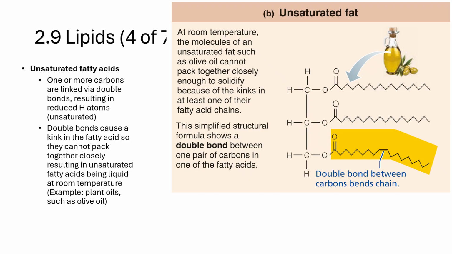Unsaturated fat. These have one or more carbons linked via a double bond. So that's why you see here the three straight fatty acids, and then you see this one here, instead of it being nice and straight like these, it has a double bond, which makes it curve down. It bends the chain. This results in one less, or two less actually, hydrogen ions. So that means it's unsaturated by hydrogen.